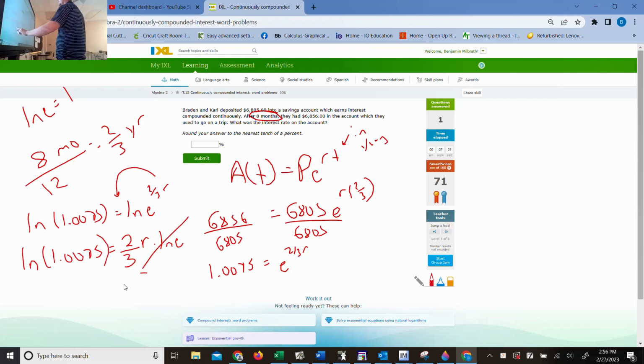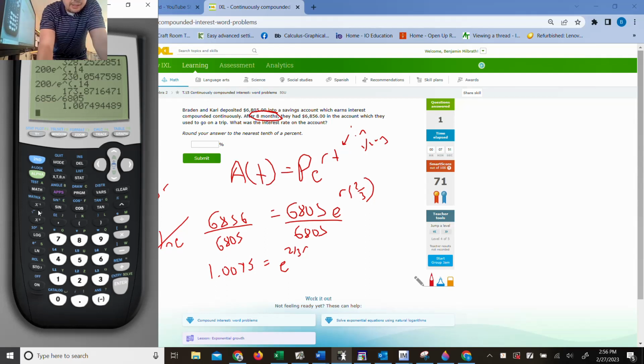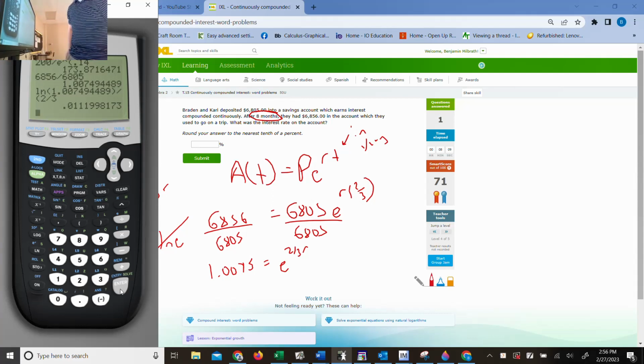So I'm just going to divide both sides by 2/3. Be done with it, because the opposite of multiplication is division. And since I'm using a wonderful piece of technology, I'm going to use this exact decimal. The natural log of that decimal, notice I highlighted it and pressed enter, divided by 2/3. There we go. 0.01119. Actually, it's 0.012.